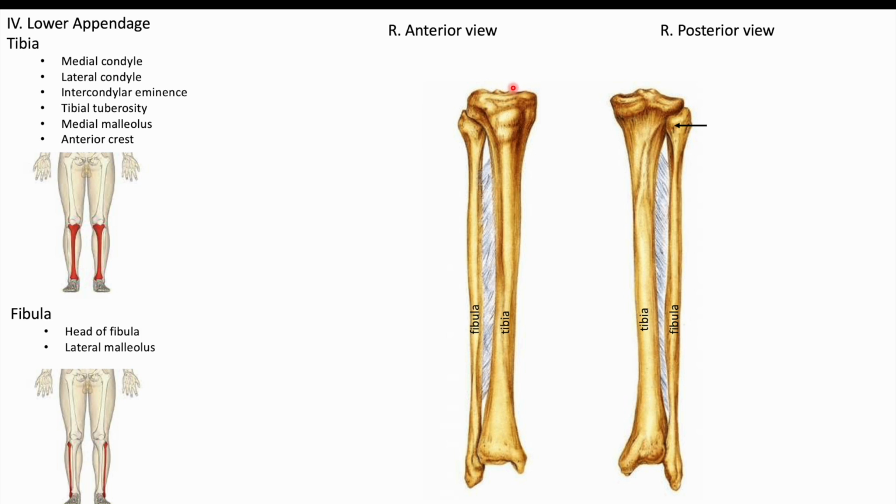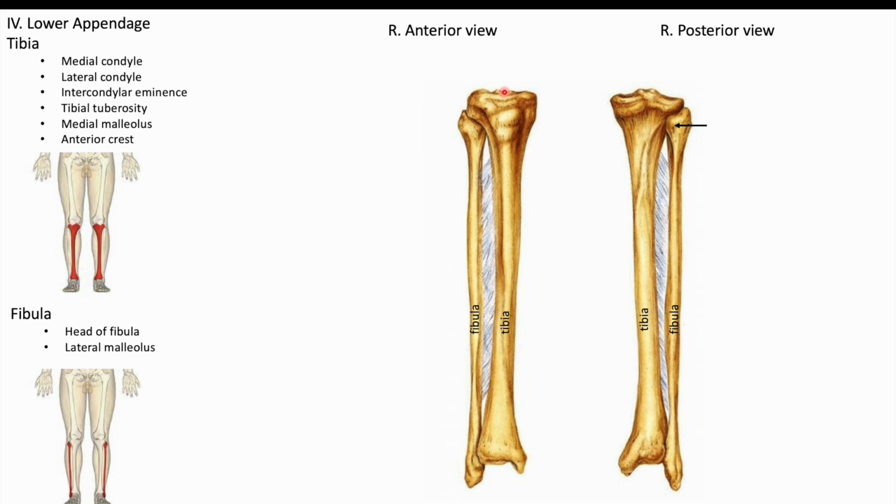Now, if you take a look at the surface here, you also have these two ridges that you see. The ridge that's closest to the medial condyle is called the medial intercondylar tubercle. And the one that's facing the lateral side is called the lateral intercondylar tubercle right here. And in between the medial and the lateral intercondylar tubercle is going to be the intercondylar eminence.